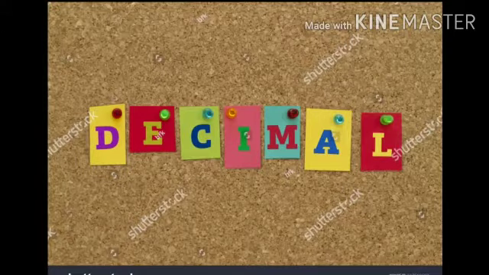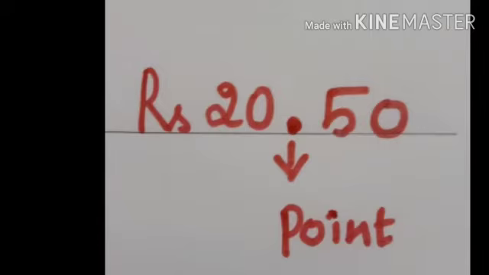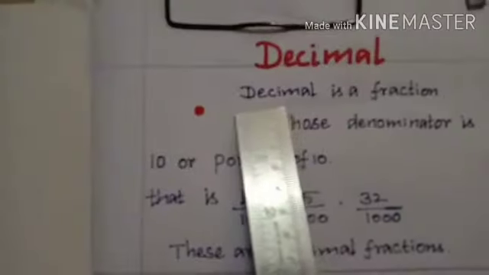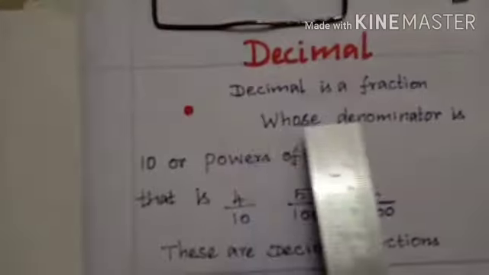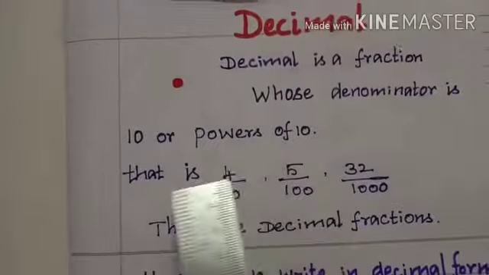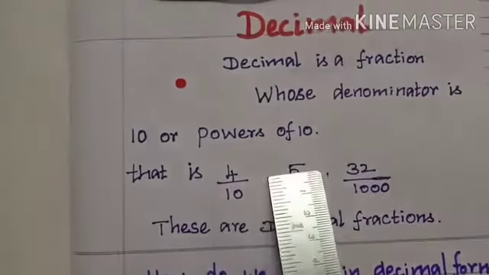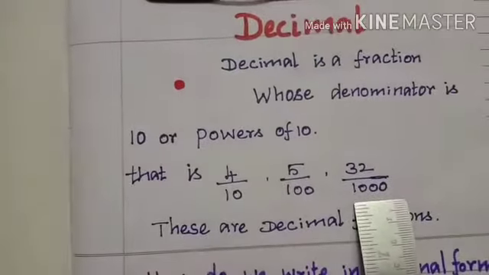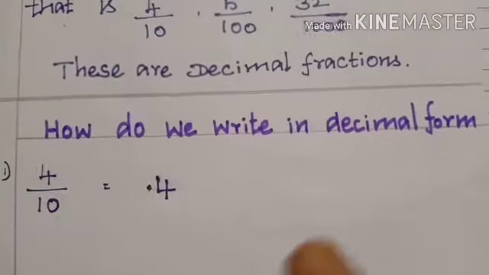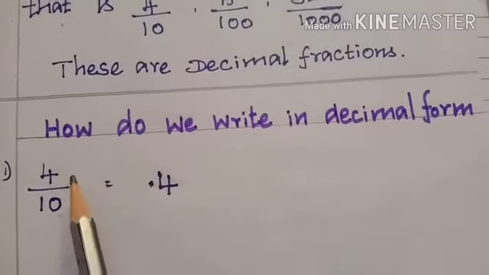Today we learn a new topic, that is decimal. The decimal numbers are familiar in money. Decimal point separates the whole number and the decimal part. Decimal numbers are always less than 1. Decimal is a fraction whose denominator is 10 or powers of 10. That is 4 by 10, 5 by 100, 32 by 1000. These are decimal fractions.